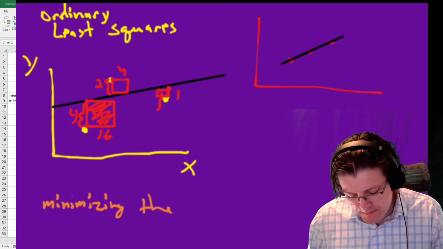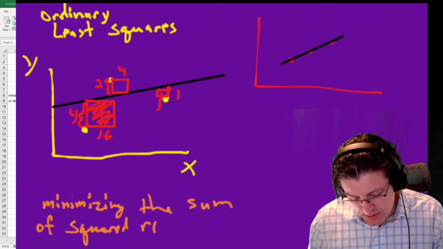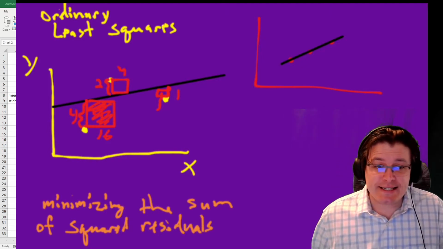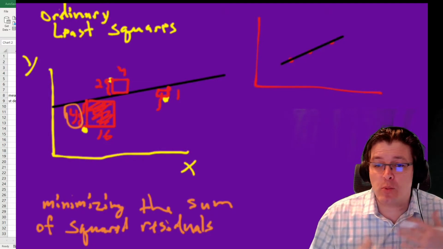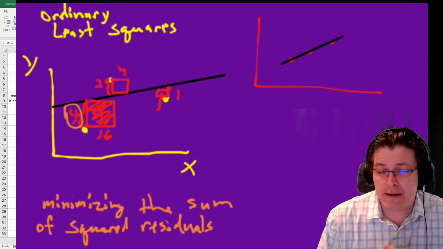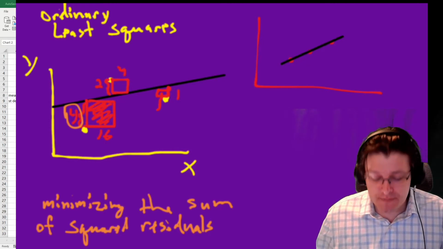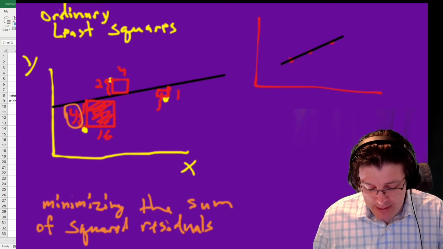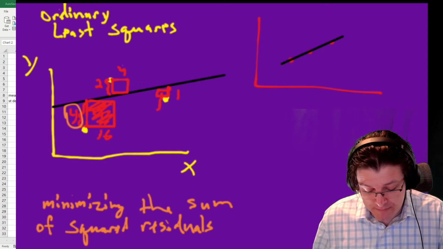So your book, as you're reading through it, will eventually talk about minimizing the sum of squared residuals. Remembering that this distance that we've measured is a residual. It's what's left over after we have estimated the y with our line. So we're going to minimize these values, or the sum of this. Okay, so right now, what do we have? We have 16 plus 4 plus 1. So we have a total of 21.